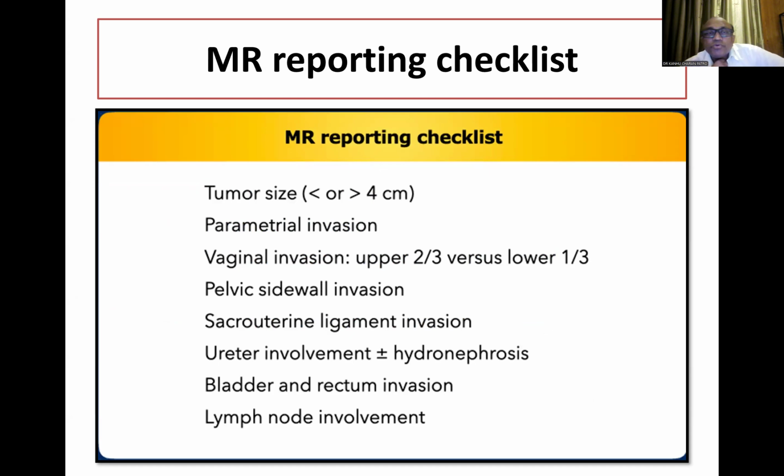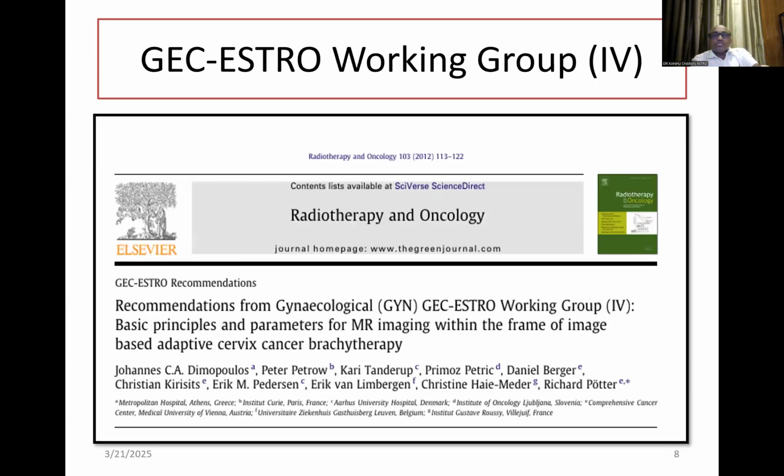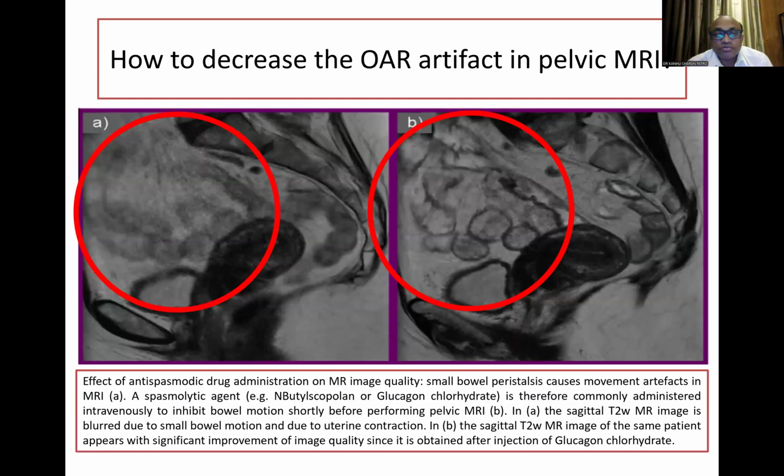When you are getting the MRI report, you ask the radiologist to report all these things: tumor size, parametrial invasion, vaginal invasion, lower third or upper two-third, pelvic sidewall invasion, sacrouterine ligament invasion, uterine involvement, hydronephrosis, bladder and rectum invasion, and lymph node involvement. If you want to go through the MRI protocols, you can see the publication by the JKIST working group. Suppose you are getting bowel movement artifacts, you can use glucagon or Buscopan to decrease them. Without glucagon or Buscopan there are artifacts, and with glucagon or Buscopan you can see the bowel artifacts are removed.